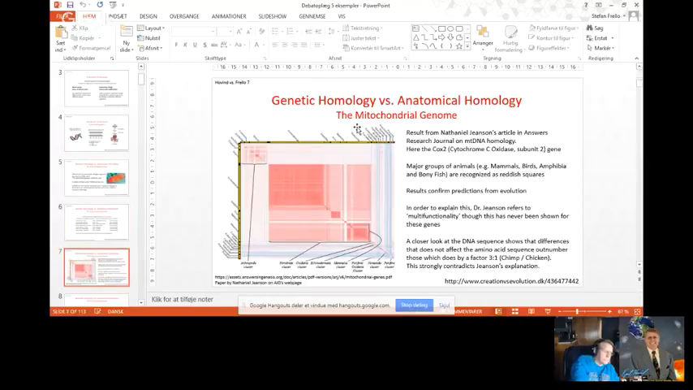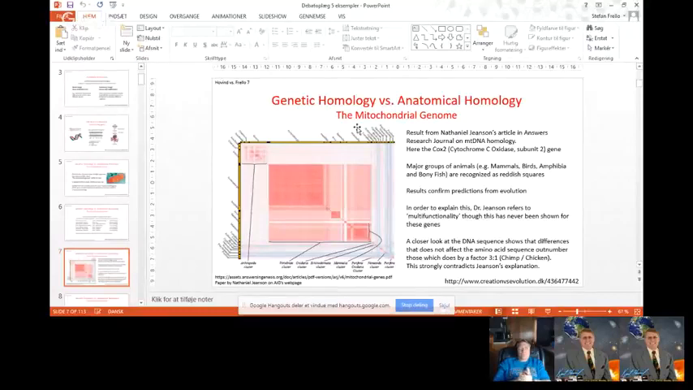Actually, this phenomenon of homology has been researched very thoroughly by Nathaniel Jensen, who is with Answers in Genesis. The Answers Research Journal has published this picture and a number of other pictures like it. It shows the homology of the mitochondrial genome between a lot of different animals. You have to imagine all the animals going up the vertical axis and along the horizontal axis, and along the diagonal. Well, my English is not good enough for this.